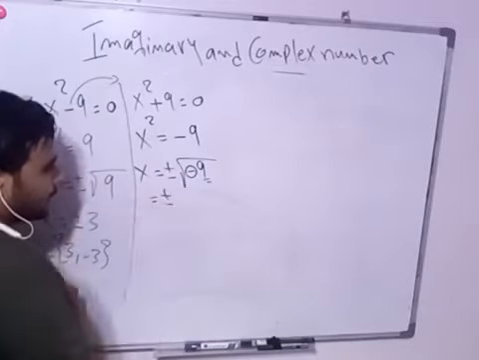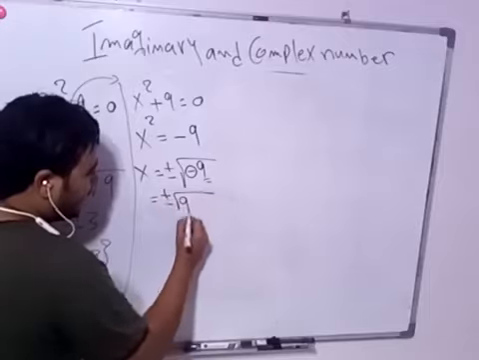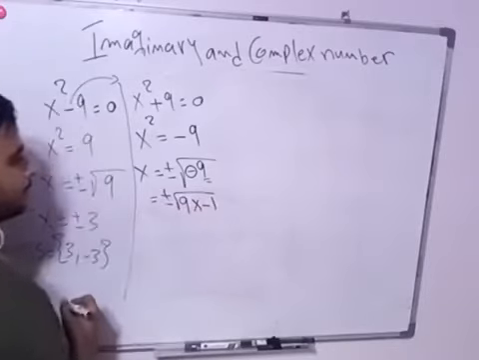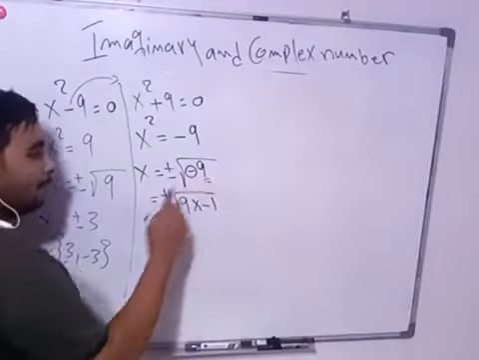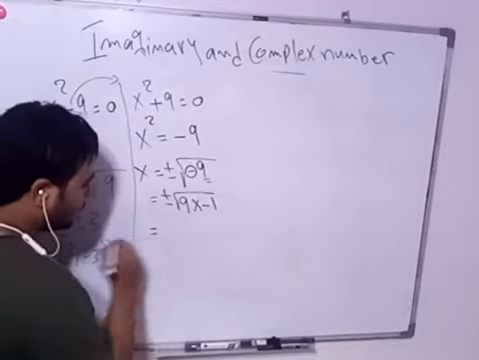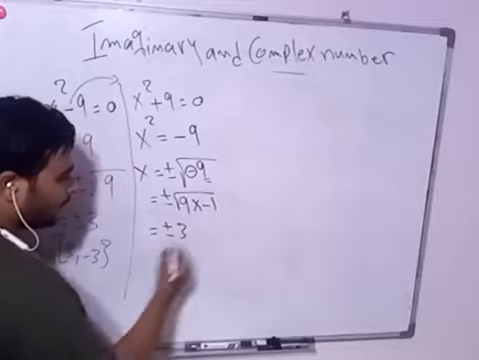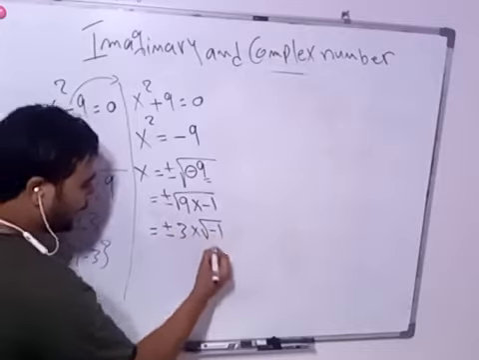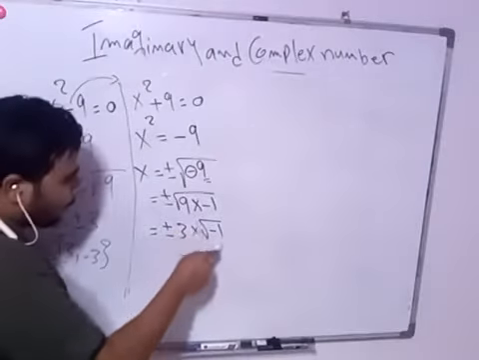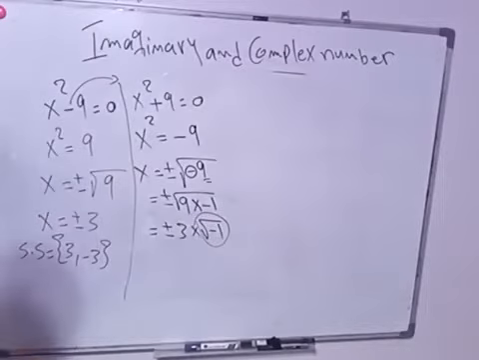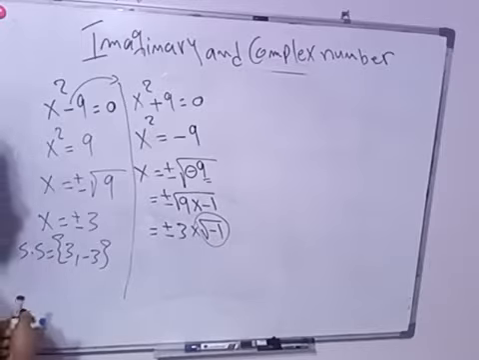So, positive or negative, square root of 9 times negative 1. Negative 9 means 9 times negative 1. So, positive and negative, square root of 9 is 3, times square root of negative 1. This is our problem. I have a problem, square root of negative 1. I don't have any square root of any negative number.